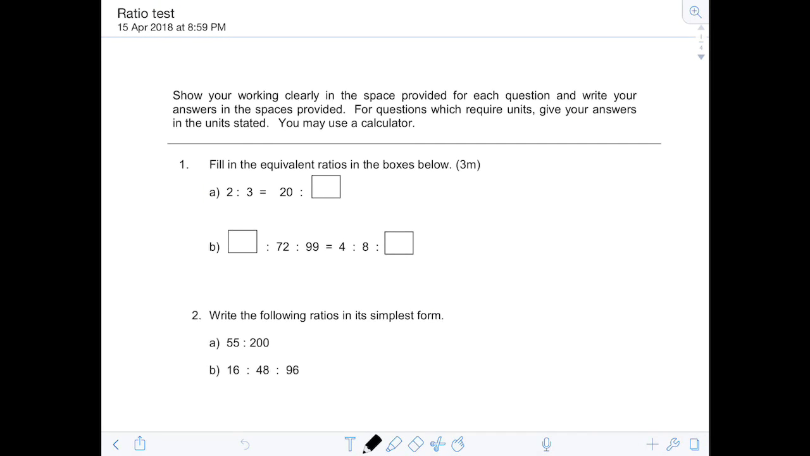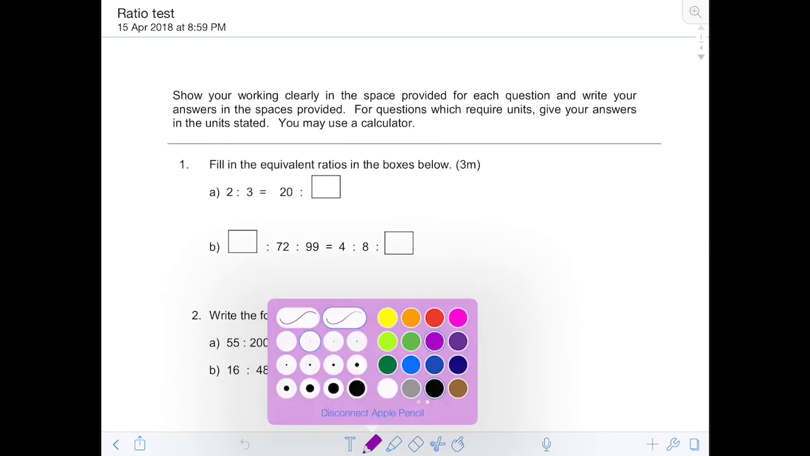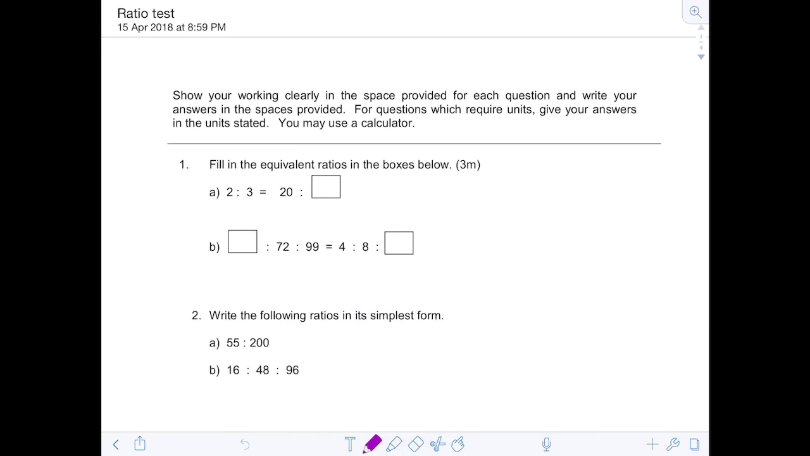Alright, this is a ratio test. I'm going to go through the first few questions quite fast because they are very basic. You shouldn't be getting them wrong. Okay, so starting from question 1, find the equivalent ratios in the boxes below.